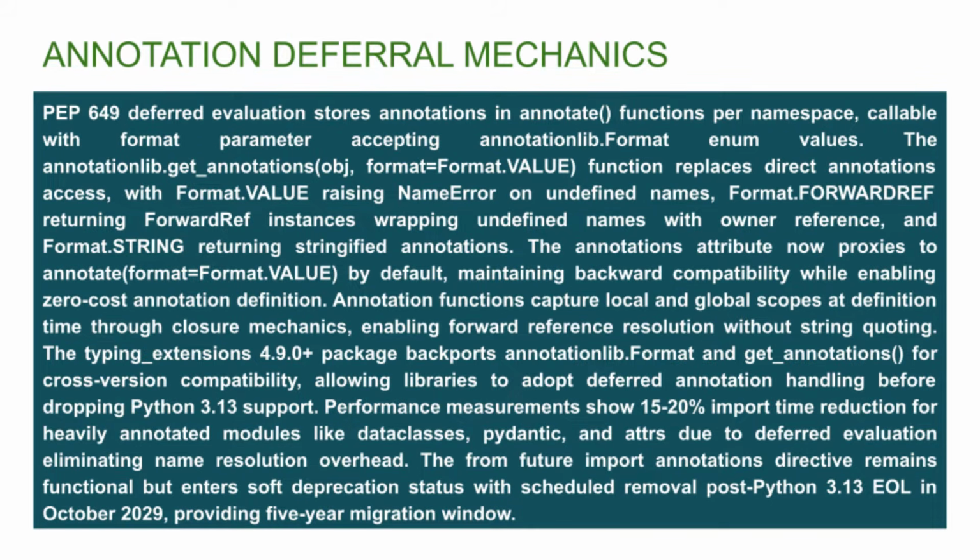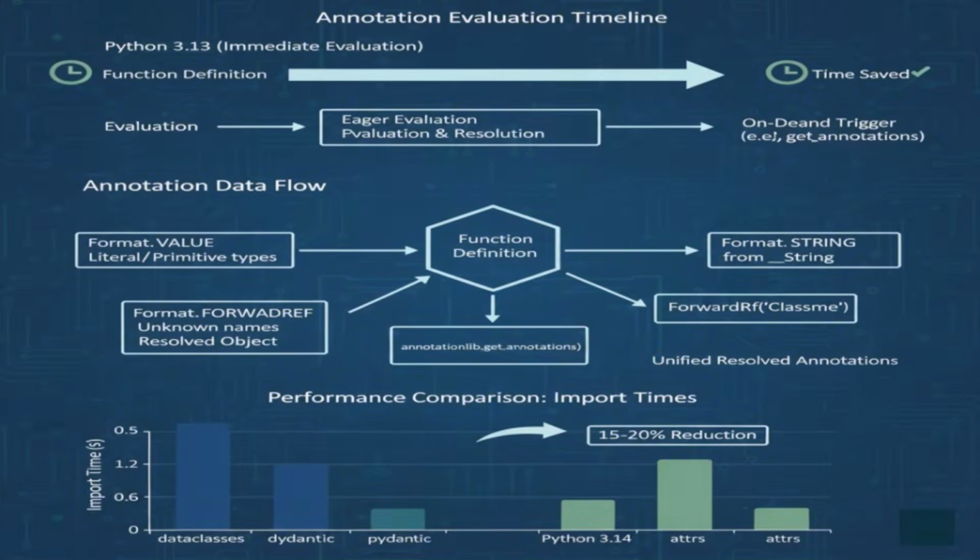You know how you sometimes had to put quotes around type hints because the class wasn't defined yet? That's basically gone. You can write forward references naturally and Python handles them correctly. There's a new module called annotationlib that gives you fine-grained control over how annotations are evaluated. You can get them as runtime values, as forward references, or even as strings. This gives library authors incredible flexibility while keeping the simple case simple for everyone else.